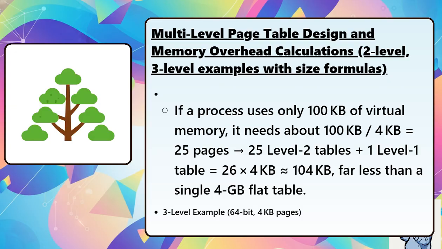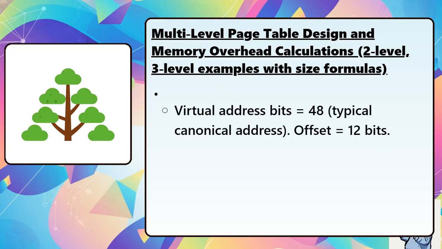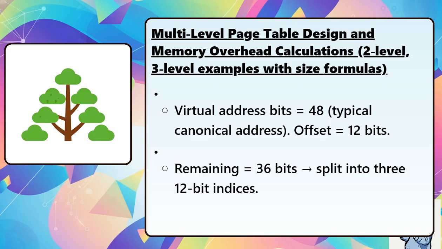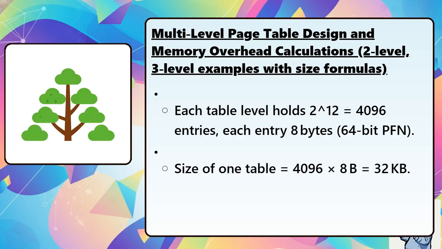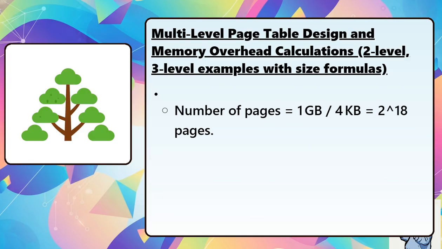3-level example, 64-bit, 4 kilobyte pages. Virtual address bits equals 48, typical canonical address. Offset equals 12 bits. Remaining equals 36 bits, which becomes split into 3 12-bit indices. Each table level holds 2 to the 12 equals 4096 entries, each entry 8 bytes, 64-bit PFN. Size of one table equals 4096 times 8 bytes, equals 32 kilobytes. If a process maps 1 gigabyte of memory, number of pages equals 1 gigabyte divided by 4 kilobytes, equals 2 to the 18 pages.